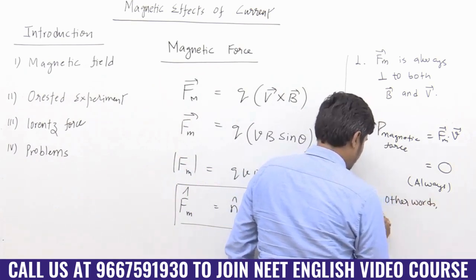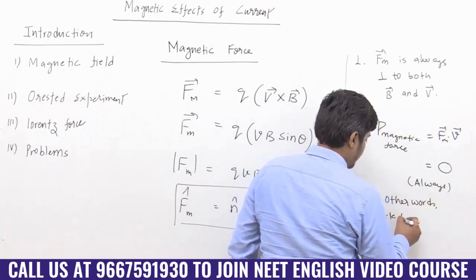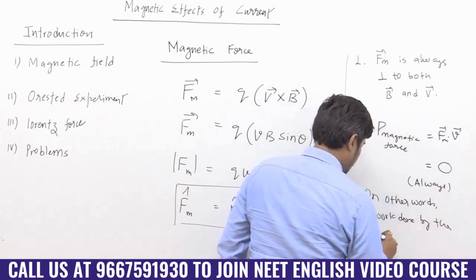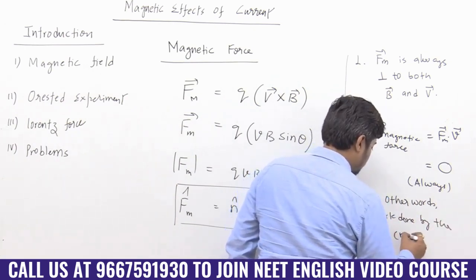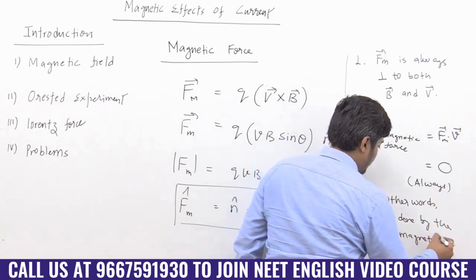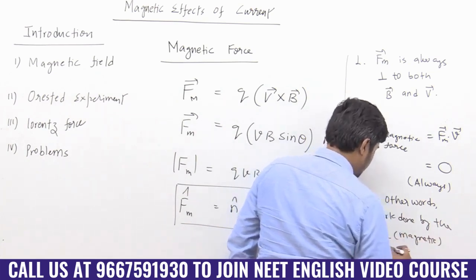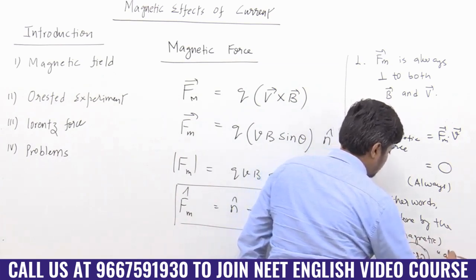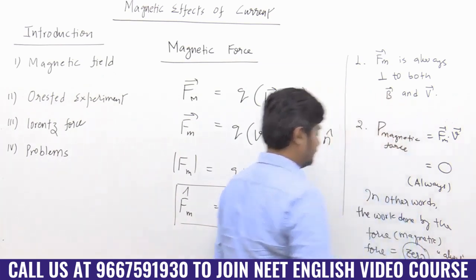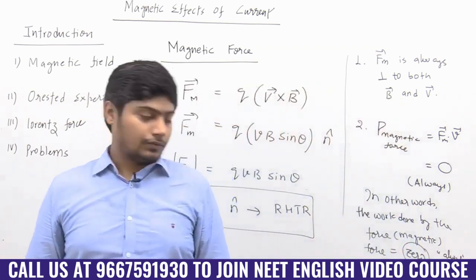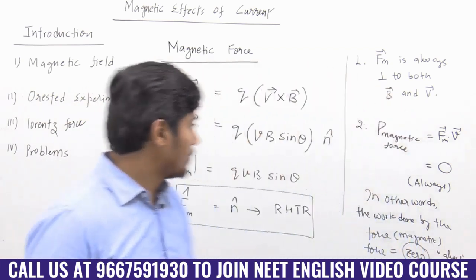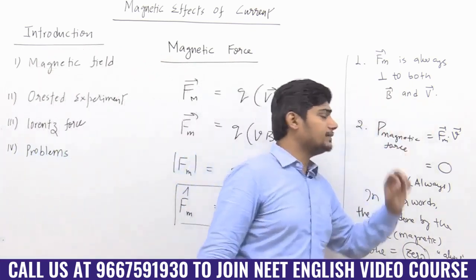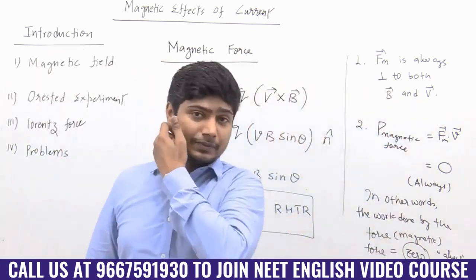So in other words, the work done by the magnetic force is always zero, always, irrespective of the path. Okay students, so these are the two most important properties. One: the force is perpendicular to both B and V. Second: the work done by magnetic force is always zero.